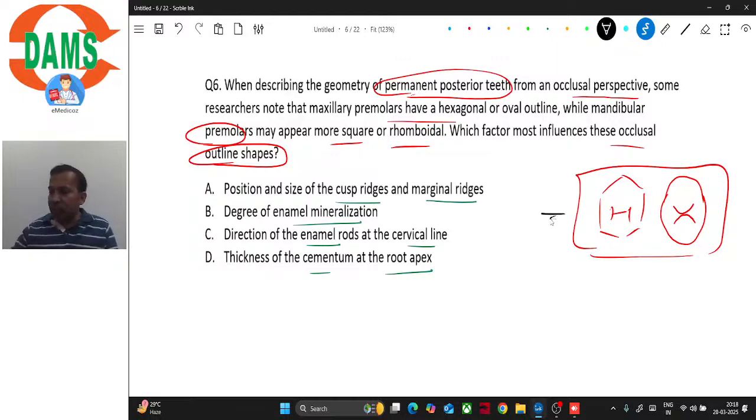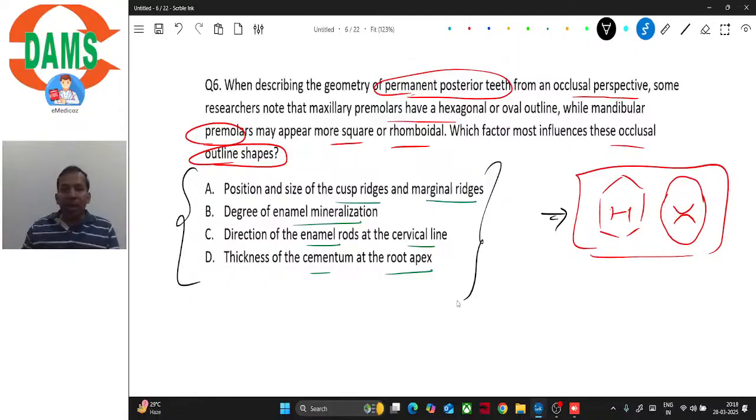So, this is the occlusal perspective. Which of these do you think influences the shape of the crown? Is it the position of cusp ridge and marginal ridges? Is it the enamel mineralization? Is it the enamel rods, cervical line? Is it the cementum at the root apex?